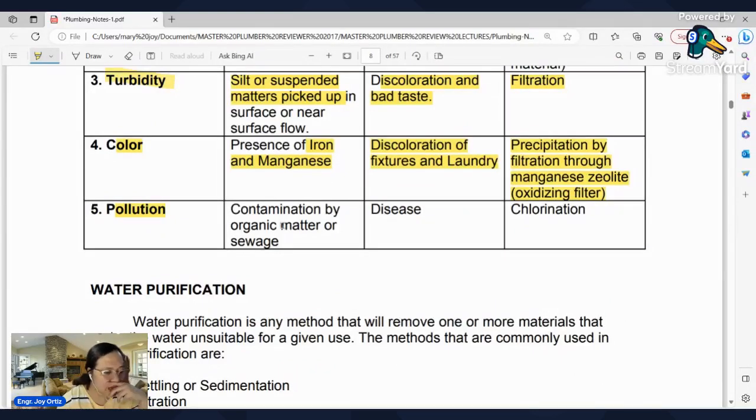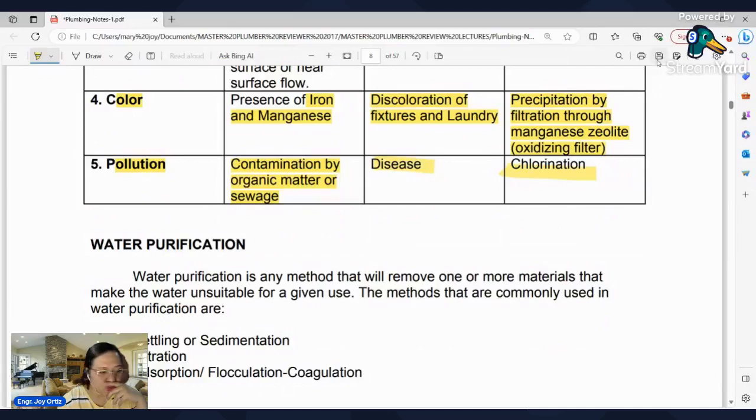Pollution. Yeah, because there's a contamination by organic matter or sewage. Tapos, syempre, makakuha tayo ng disease. Kaya may chlorine. Okay? Kaya pala yun yung ginagawa. Chlorination.